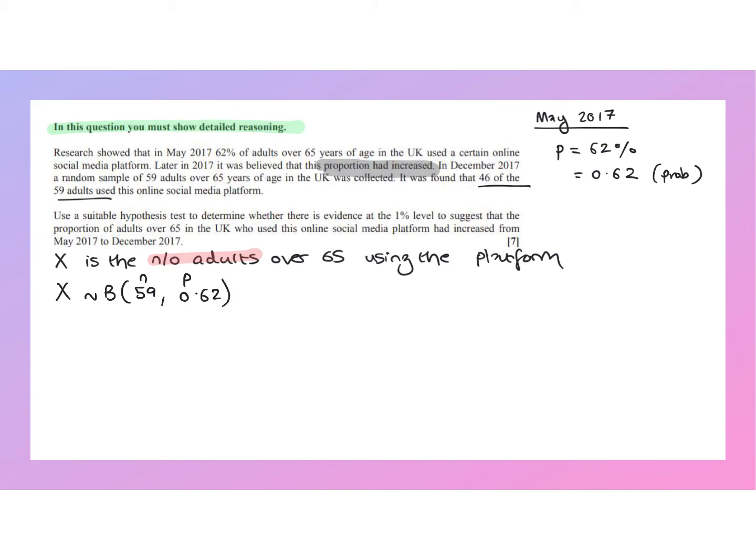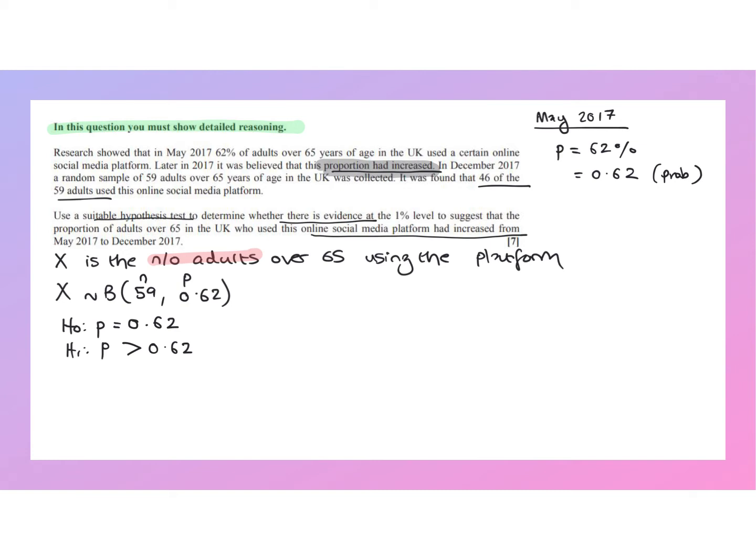Now, we've got to set up our binomial distribution hypothesis test. So H0 is, of course, the status quo, which was May 2017. It was believed that the proportion of people was 62% or probability of 0.62. Now, it's believed that this proportion has increased, and we are testing whether there's evidence of an increase between May and December. So this is a one-tailed test where we're testing our alternative hypothesis, P is greater than 0.62.